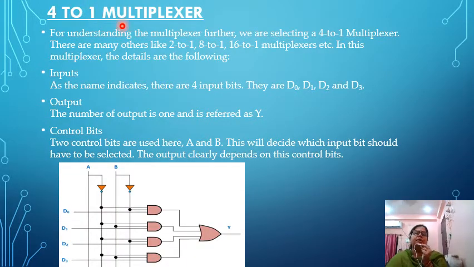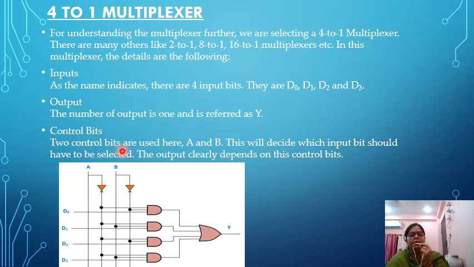Now 4 to 1 multiplexer. First we will understand what is a 4 to 1 multiplexer. For this we are selecting 4 to 1 multiplexer. There are many others: 2 to 1, 8 to 1, 16 to 1 multiplexers. In this multiplexer the details are the following. Inputs: there are 4 input bits, D0, D1, D2 and D3. Output: the number of output is 1 and it is referred to by Y.